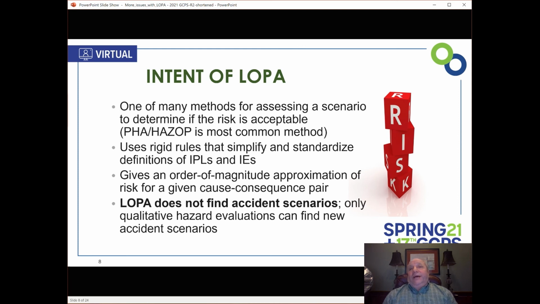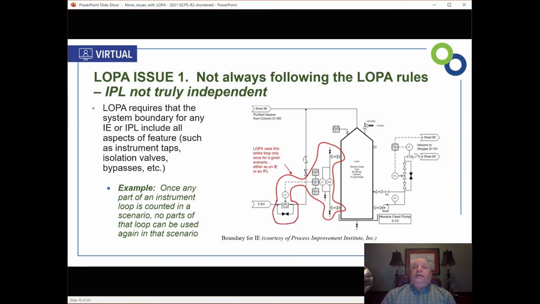LOPA does not find accident scenarios. Qualitative methods such as PHA methodologies, HAZOP, what-if, FMEA, and other qualitative methods are excellent at helping a team to brainstorm and capturing that information. And then LOPA can be used as needed to help quantify the answer if the qualitative team has trouble making a decision.